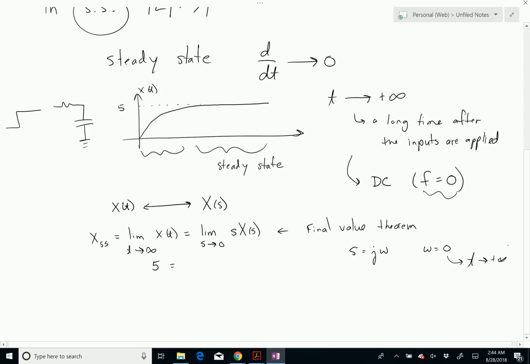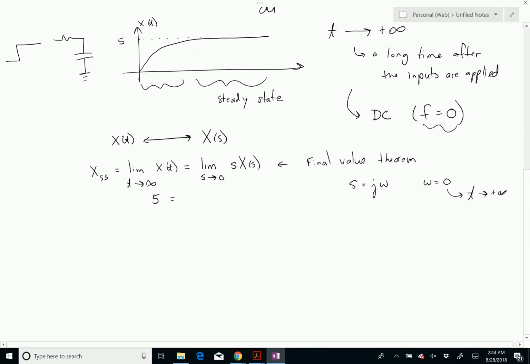So we use this final value theorem a lot to be able to look at our transfer function and say, what is it that we have in steady state, right? It allows us to pull the steady state stuff out of the transfer function. So in the homework, you basically have a system that looks like this, okay?